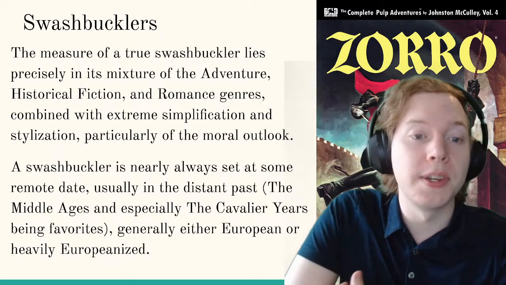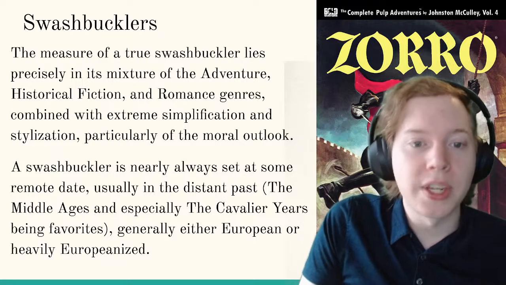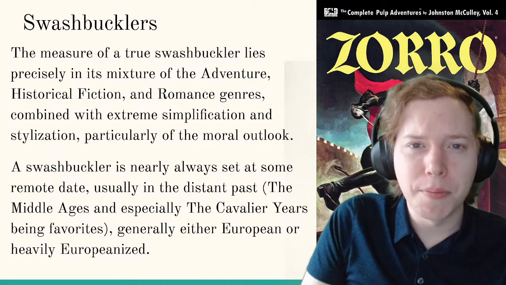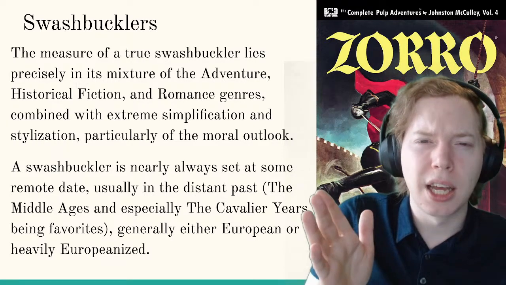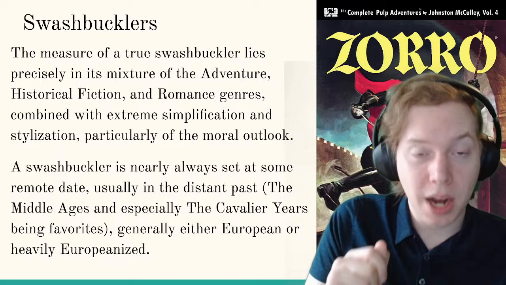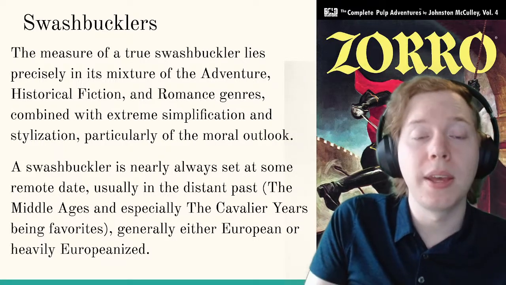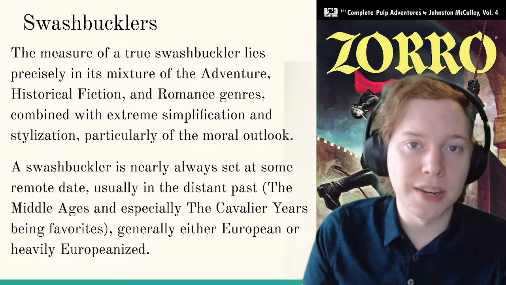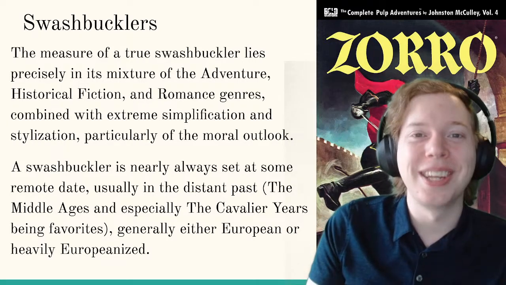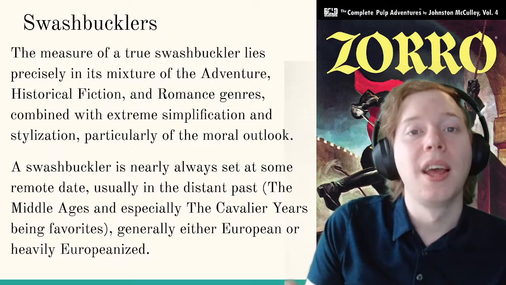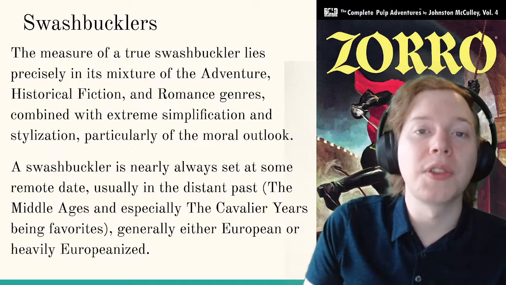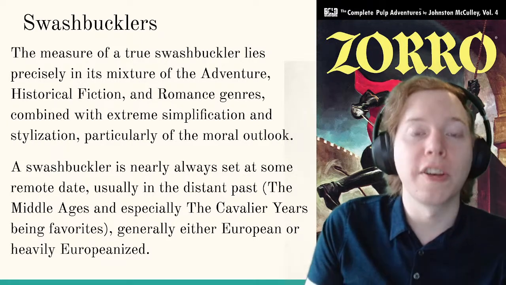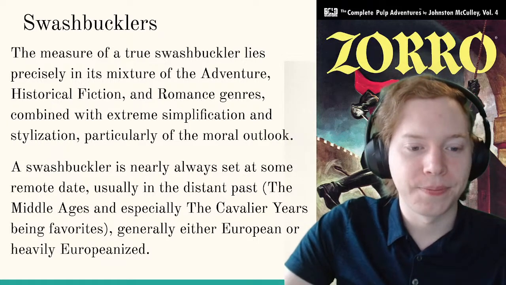But a swashbuckler is almost always set in the past, or some remote date in the past, like the Middle Ages, or what is called here the Cavalier years. I believe that would be referring to sort of the Three Musketeers era. I could be wrong on that, but in any case, generally these are either European or heavily European-inspired settings, but you can have a swashbuckler set anywhere. And they're almost always going to involve lots of melee combat between weapon-wielding characters, your main character being competent in the use of weapons and using those skills, as well as things like their acrobatics and their charm and their wit to solve problems and take down the bad guys.